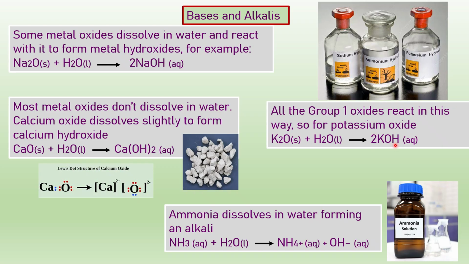Potassium hydroxide is an alkali. If it has hydroxide ion in it, it is an alkali. So an alkali is a base. It is a subset of bases. Bases can be metal oxides or metal hydroxides or ammonia. And the metal hydroxide has a special name. It is an alkali. Most metal oxides don't dissolve in water.